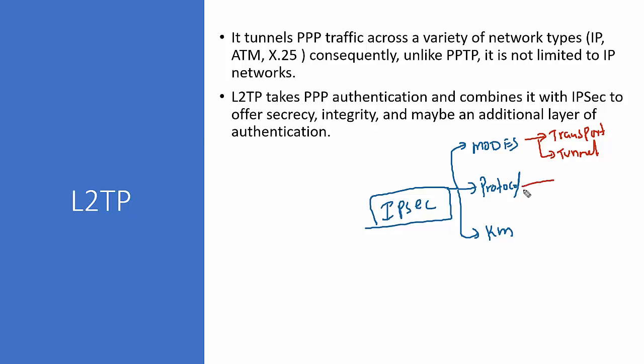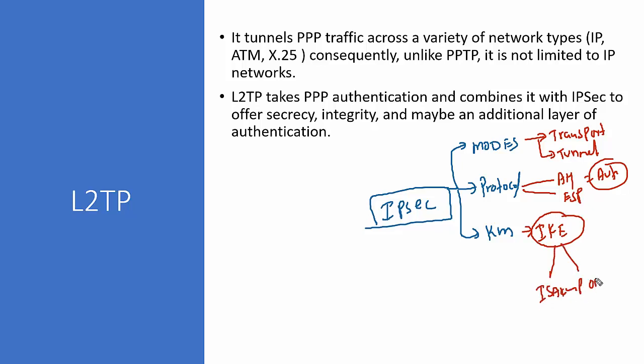Then we have the protocols, which are AH and ESP. First we introduced AH, which offers only authenticity and integrity. Later on ESP was introduced, which addresses confidentiality, authenticity, and integrity. For key management we have IKE, Internet Key Exchange, which is basically the sum of ISAKMP and Oakley. IPsec by default uses AES for encryption and SHA for hashing. For digital signature and key exchange, they use Diffie-Hellman. So that is the function of IPsec.